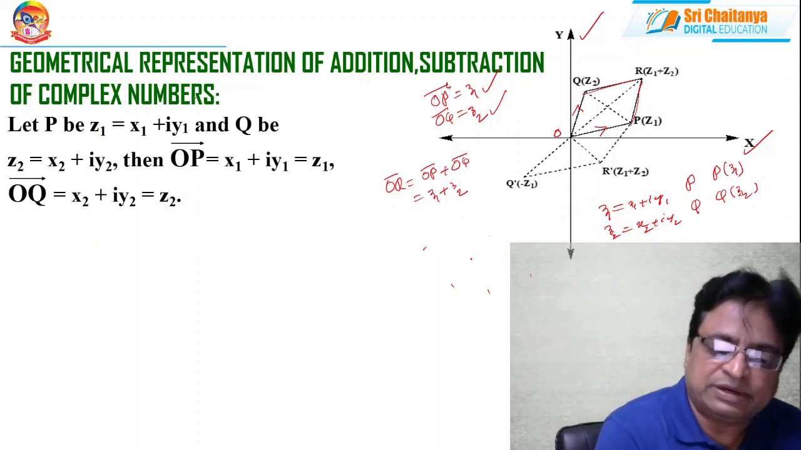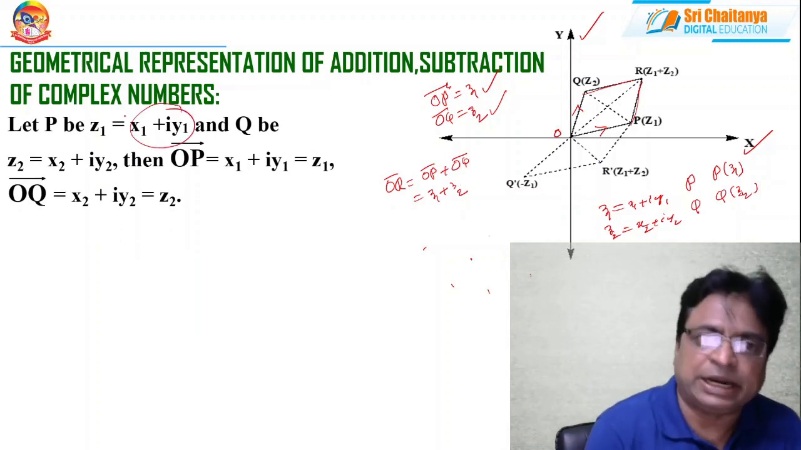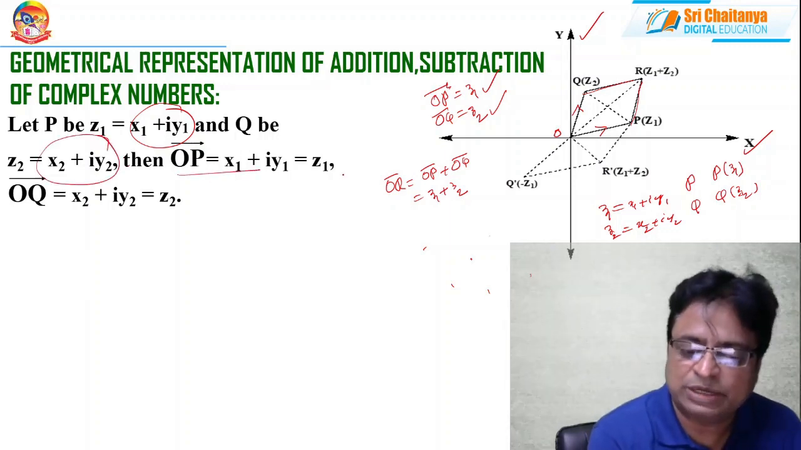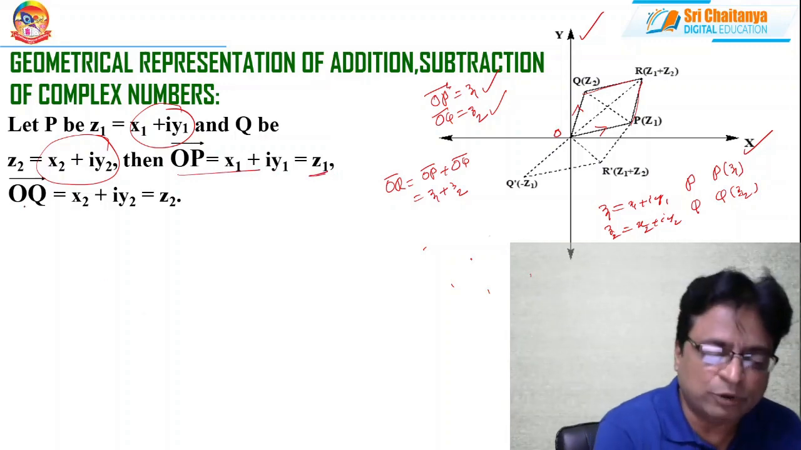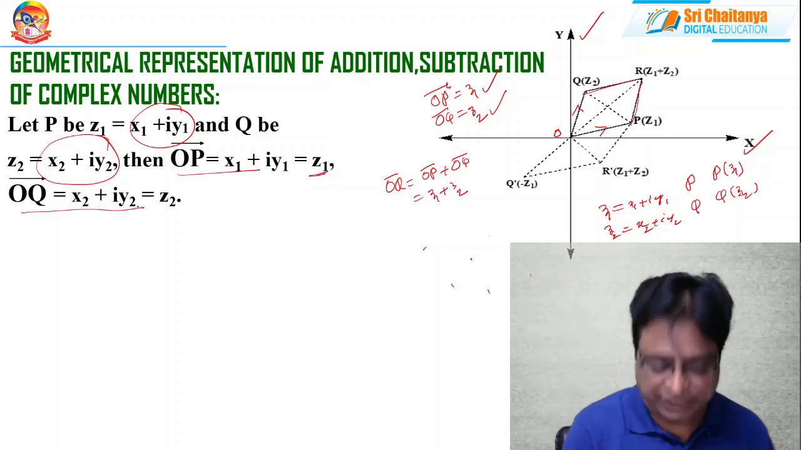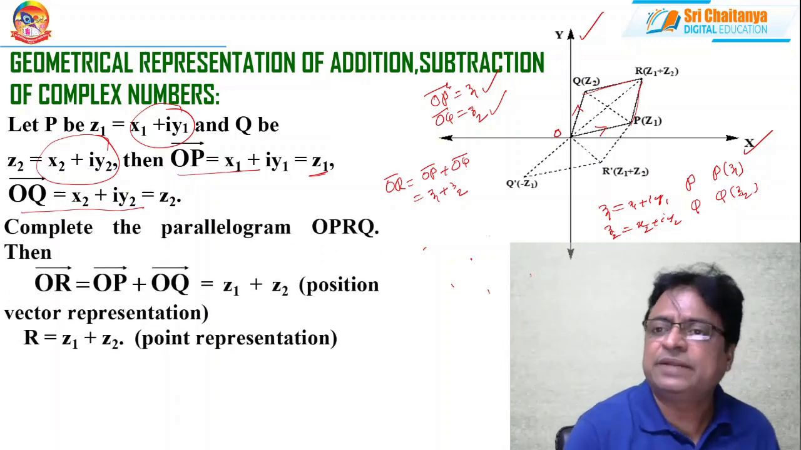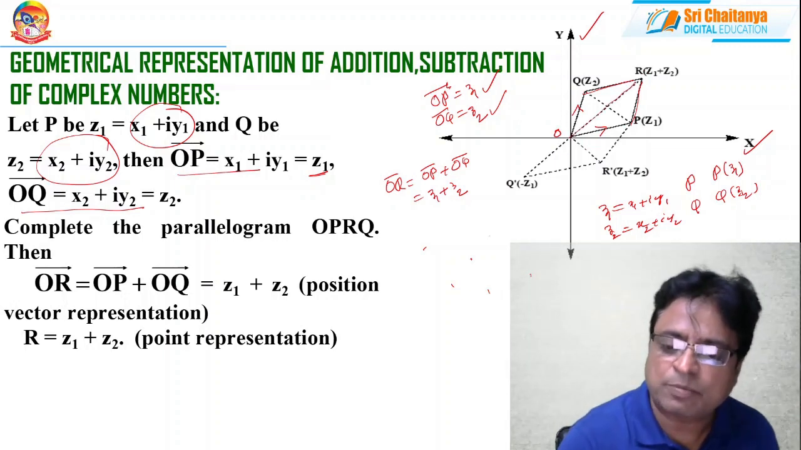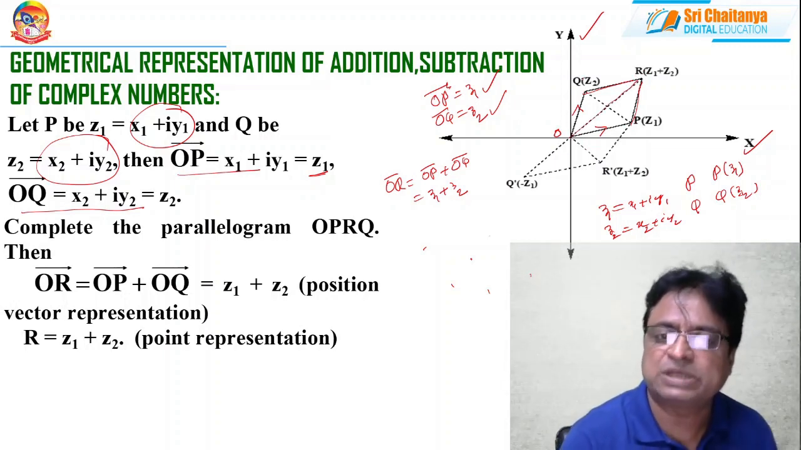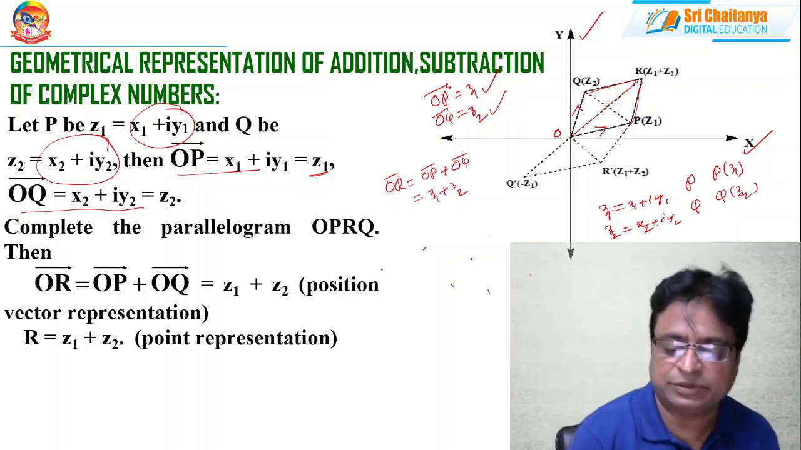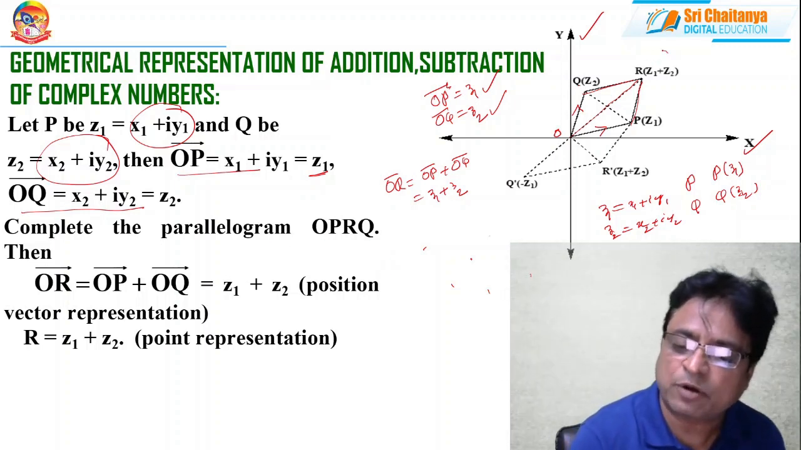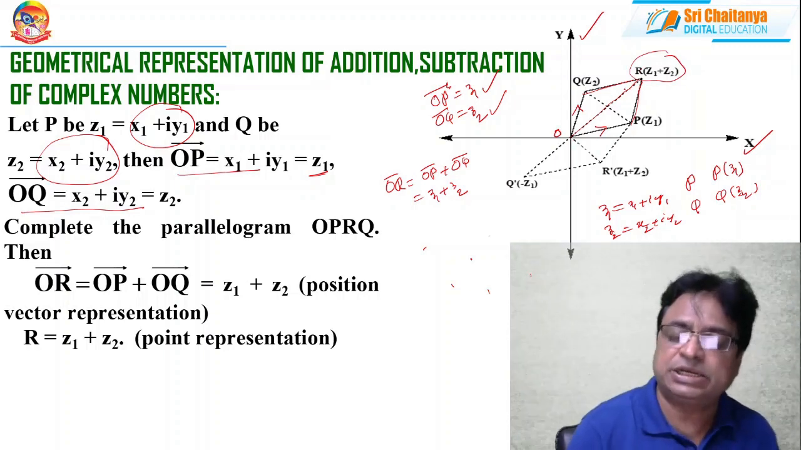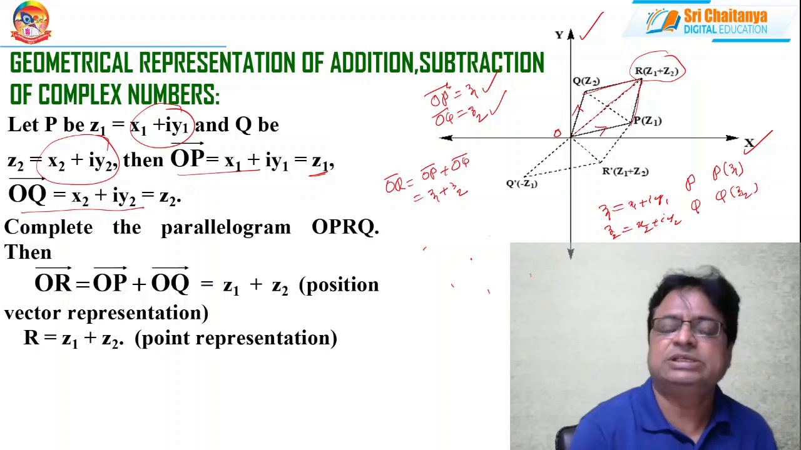Suppose P is z1, x1 plus iy1, and Q is z2, x2 plus iy2. Then OP bar is represented by z1 and OQ bar is represented by z2. Then complete the parallelogram OPRQ. There, the diagonal OR bar is nothing but OP bar plus OQ bar, which is z1 plus z2, which is nothing but the position vector of the point R. So the diagonal OR bar indicates the addition of complex numbers z1 and z2.